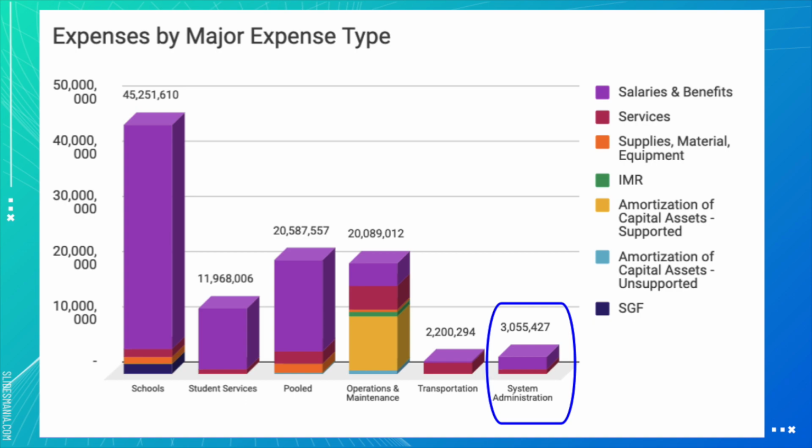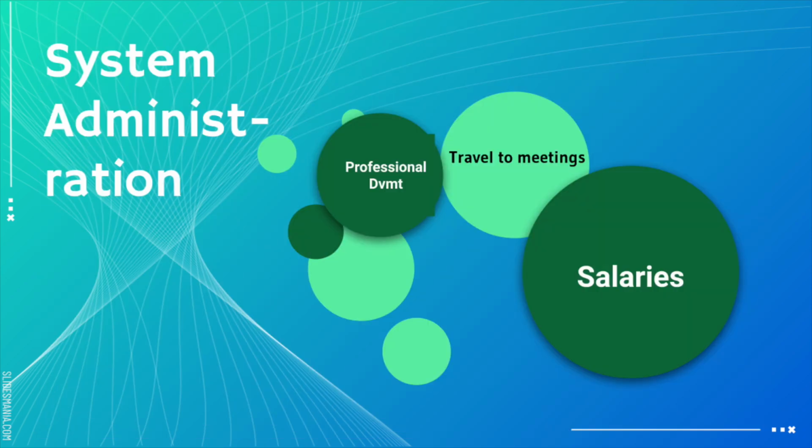The last expense is system administration, which is $3 million. As you can see, mostly staff salaries here. This includes the board, the human resources, the finance department, superintendent's office, all the employees there. It pays for professional development for any of these people and travel to meetings. And there is a cap on this amount. So there's only so much that we get for this, and we can't take money from other areas to cover any of the system administration costs. And we've actually been doing very well at keeping these costs under budget.